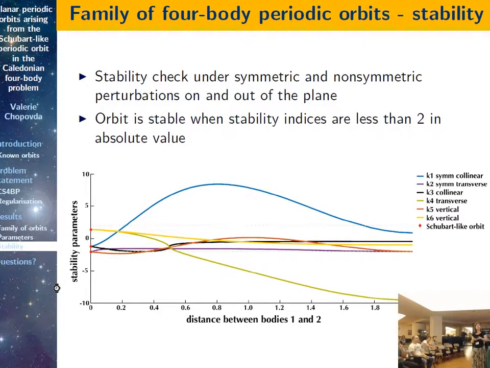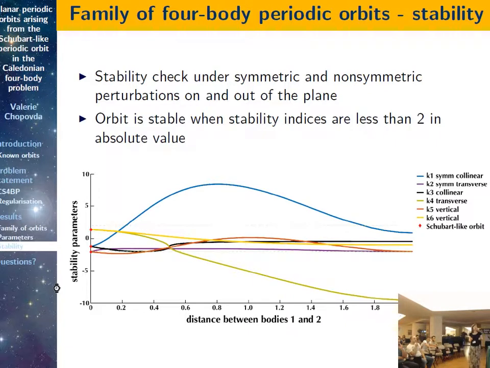We've also checked the linear stability of the family of orbits, and we checked that by introducing symmetrical and non-symmetrical perturbations on the plane and out of the plane. And so we generated monodromy matrices, and we paired up conjugate eigenvalues of those to be able to produce stability parameters. And we say the orbit is stable when stability parameters are less than 2 in absolute value. So overall we've got 6 stability parameters, 2 of collinear type, 2 of transverse type, and some of them are symmetric, some of them not symmetrical, and we've got 2 vertical parameters.